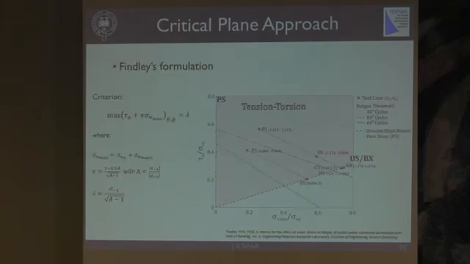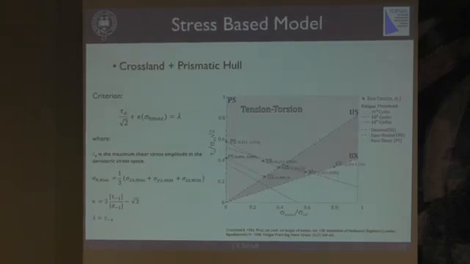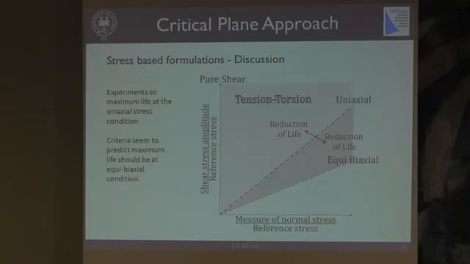Yeah, so this kind of quadrant that we had before here has collapsed when we use that criterion. So the thing that's kind of interesting is that our experiments show that the maximum life should be on this line, and if you go away from that line, you should get a reduction in life. But in fact, the criteria seem to predict that the life is reducing in this direction here.